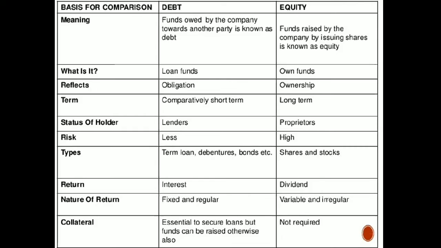In terms of risk, debt has less risk, and equity has high risk. There can be term loans, debentures, bonds in case of debt, and shares and stocks in case of equity. The return in case of debt is interest, while the return in case of equity is dividend. The nature of return in debt is fixed and regular, while the nature of return in equity is variable and irregular.